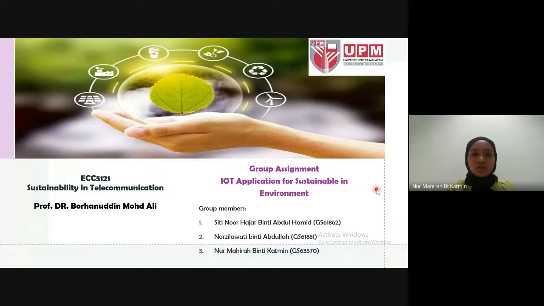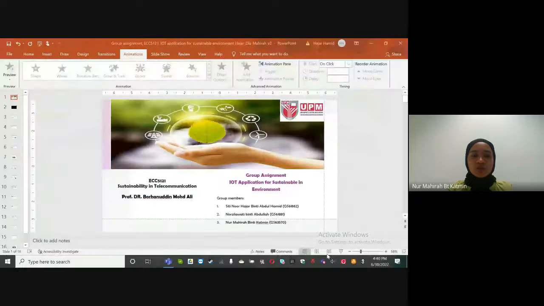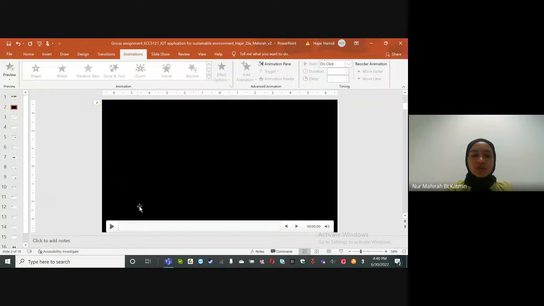Okay, we are from group 2. We will be presenting our assignment titled IoT application for sustainable environment. Our group members consist of three: first is Siti Nurhaja, Norzilawati, and also myself, Nur Mahira. Next will be the IoT application. We will see a video from us for the IoT application.